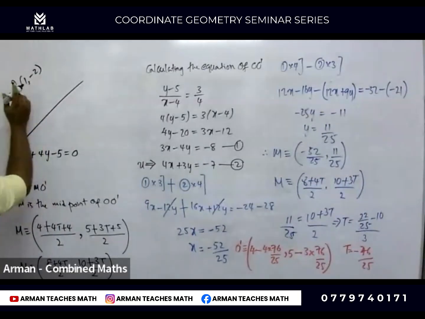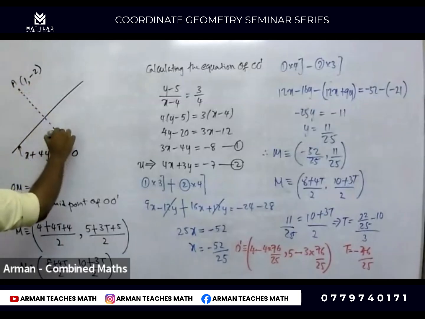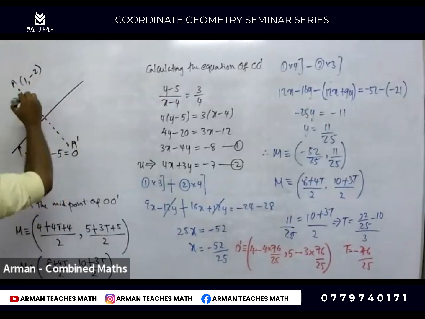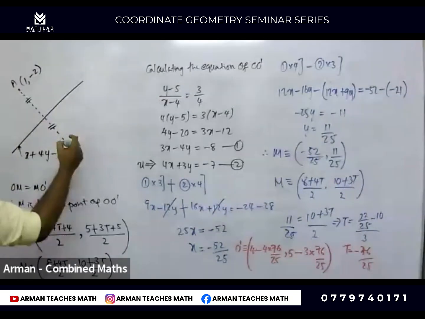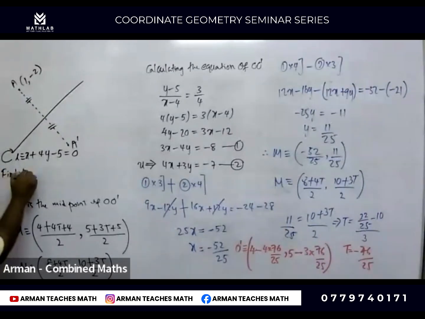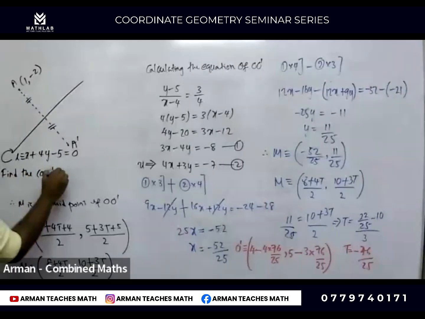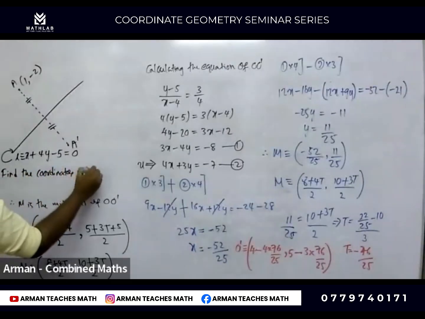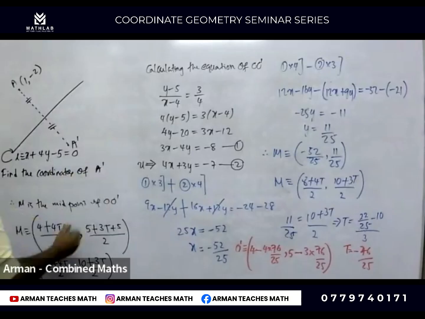And A dash point is given on the other side. It's the reflection point of A. We need to calculate this. This straight line segment's name is L. Okay, this is L straight line segment. The question is, find the coordinates of A dash.